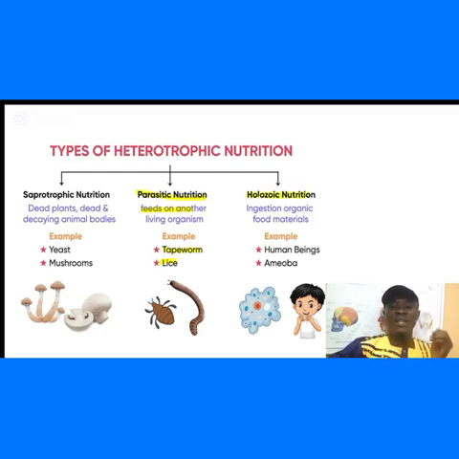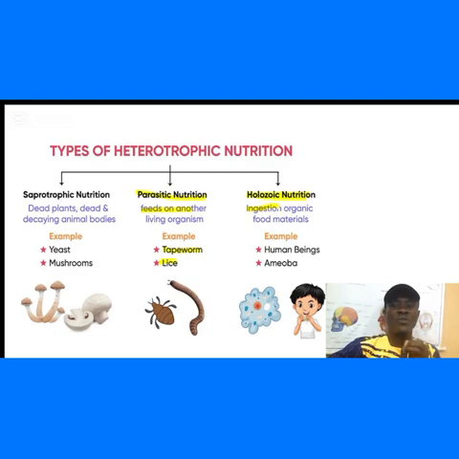Next we have holozoic nutrition. As we have it on the slide, it involves ingestion of organic food materials. So they take in solid food. The taking in of that solid food is what we call ingestion. Ingestion is the taking in of solid food.